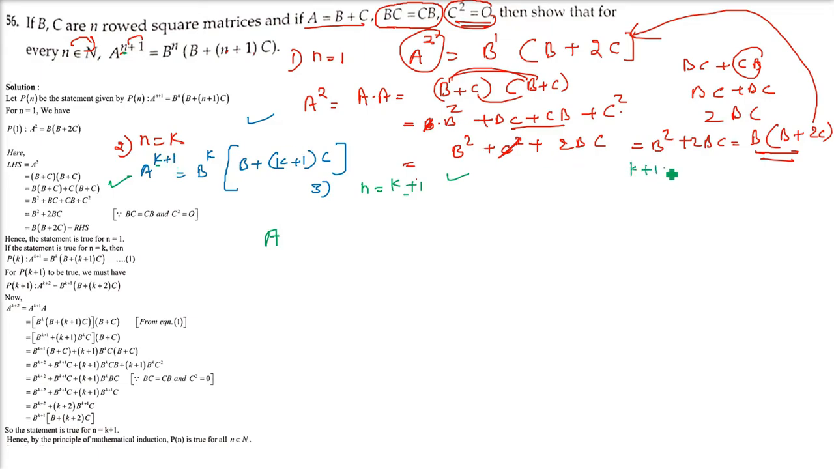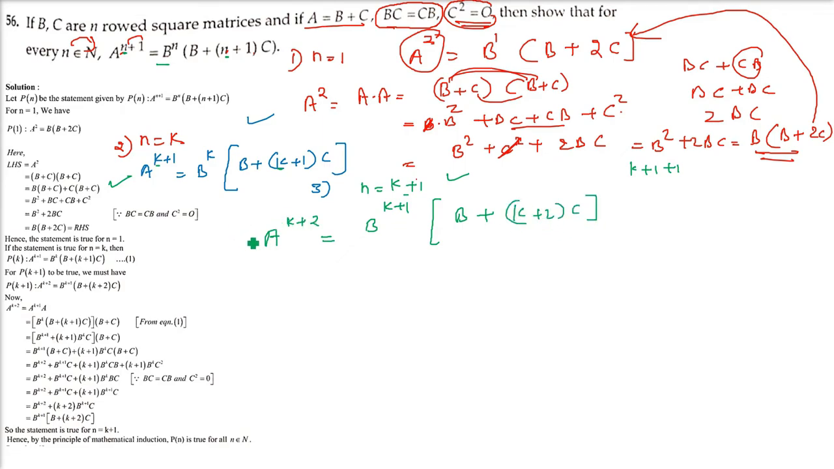k plus 1 plus 1 is k plus 2. So k plus 2 is equal to b raised n, where n is k plus 1, we are writing k plus 1. Then inside we have capital B plus n, I'm writing k plus 1. So k plus 1 is k plus 2 into c, right?